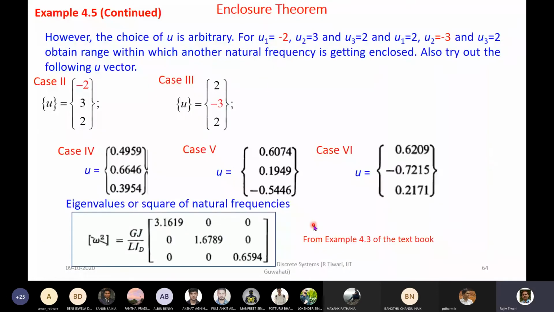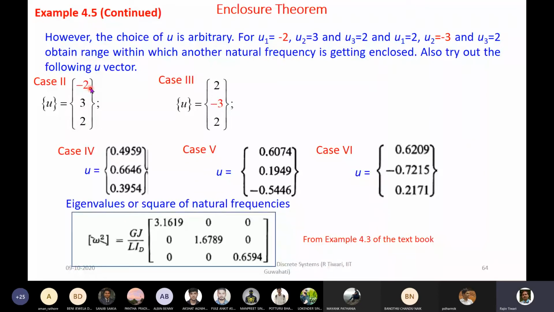Next, the second case. If we take the second case, let us say -2, instead of 2, -2, 3, 2. So in this, what is happening? We are assuming that the second and the third masses have a similar direction of motion, but the first is having the opposite to that.